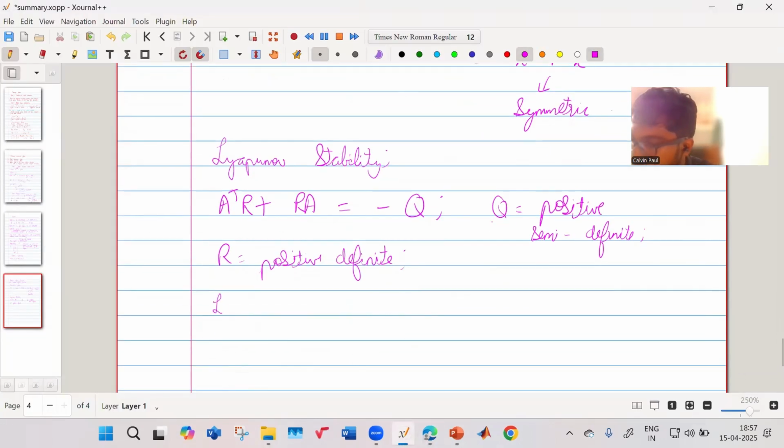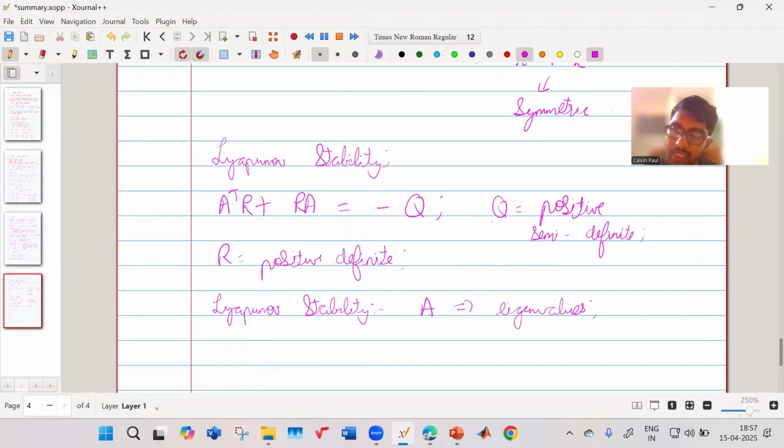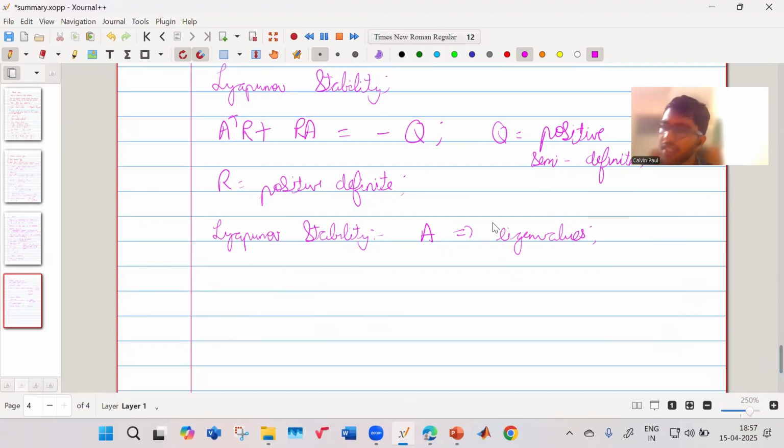So Lyapunov stability. In case in your exam it is asked to find whether the system is Lyapunov stable or not, you have the A matrix. You just find its eigenvalues. Using those eigenvalues, you can say whether the system is stable or not. If the eigenvalues are in the left half of the S plane, then it is stable. If the eigenvalues are not in the left half of the S plane, then the system is unstable. If any one eigenvalue is not in the left half of the S plane, that system is unstable.